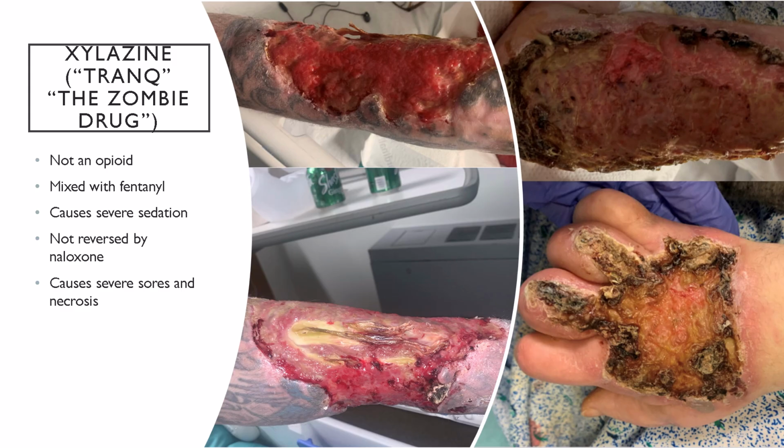And one of the most important things to understand about xylazine is that it is not reversed by naloxone. Narcan's not going to help, right? So even if you do give the dose of naloxone, the person may still remain sedated or unresponsive because of the presence of the xylazine. And this is more potent and prevalent in areas like Pennsylvania and the eastern coast.